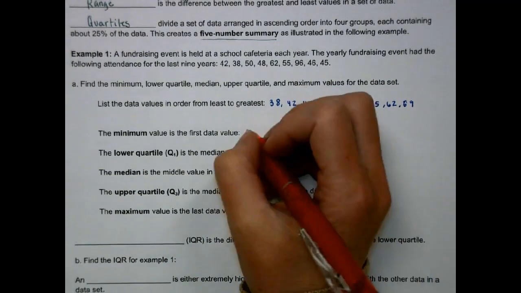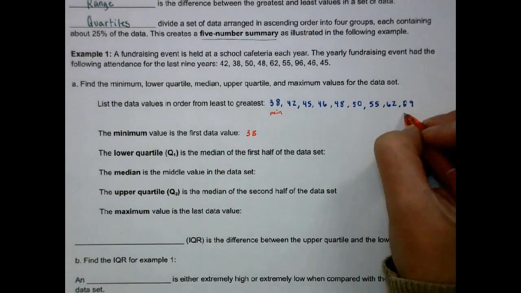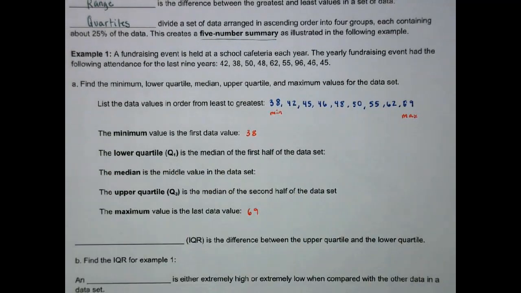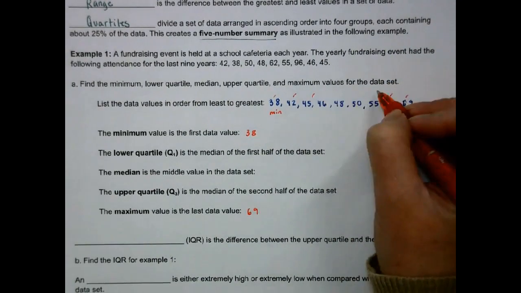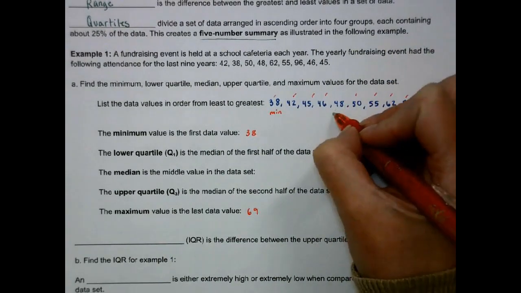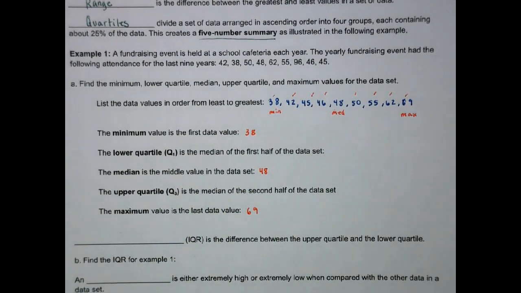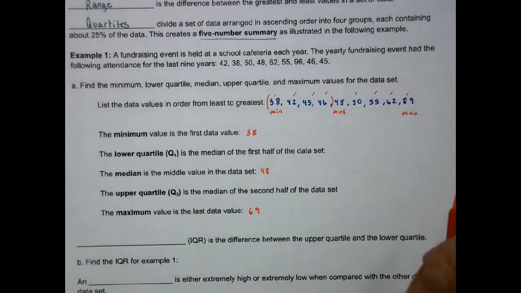Okay, so my minimum is 38. My maximum is 69. The median is the middle number, so cross those off. My middle number is going to be 48. To find the first and third quartile, that is going to be the median of the remaining sets. So we will not include the median in here.